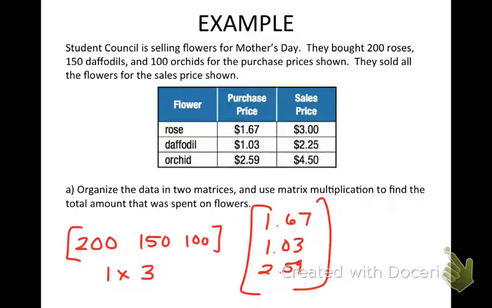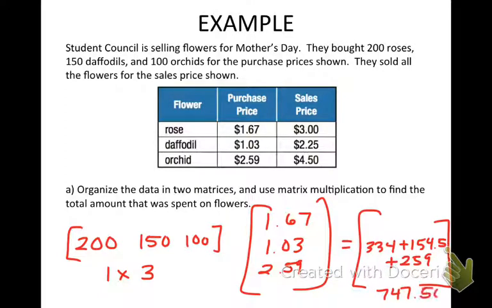Okay, so now multiply it out. So we're going to do 200 times 1.67, which is 334, plus 150 times 1.03, which is 154.5, plus 100 times 2.59, which is 259. So 334 plus 154.5 plus 259 is 747.5.